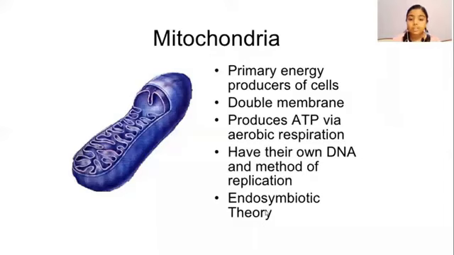The mitochondria is the powerhouse of the cell. It is a double membraned cell organelle that produces ATP through aerobic respiration. ATP means adenosine triphosphate. This organelle is special because it has the speciality of having its own DNA.